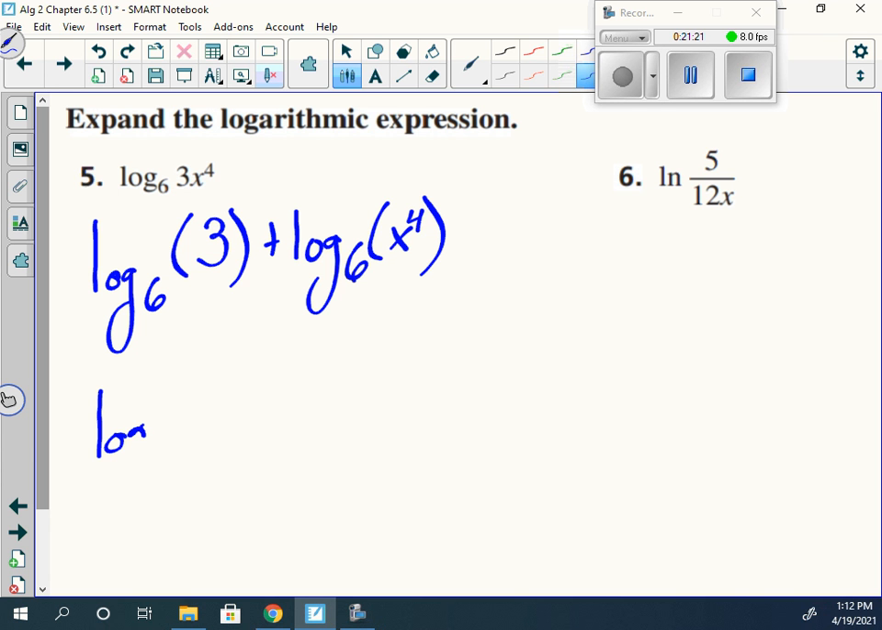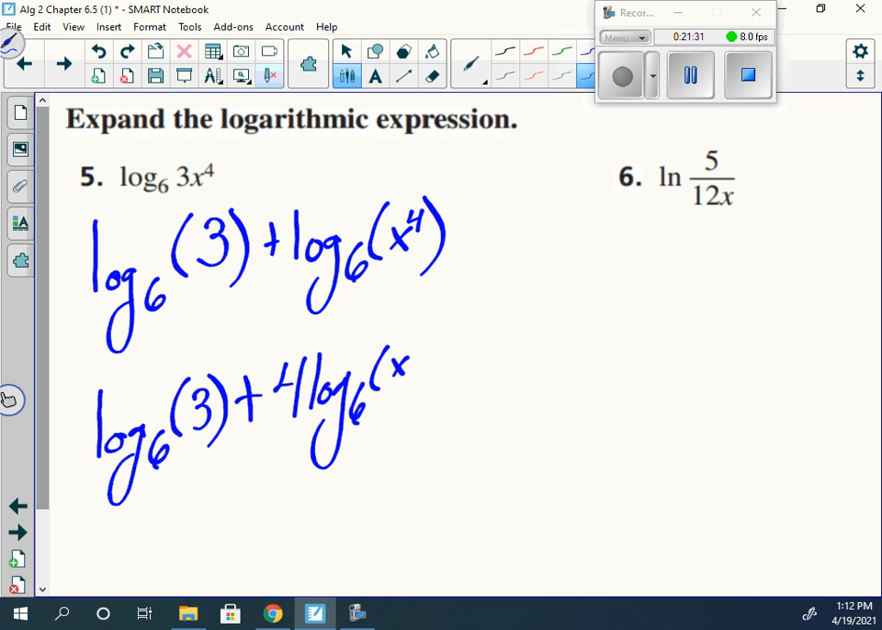And then we can move that exponent out front. So we can move the 4 out front, giving us log base 6 of 3 plus 4 times log base 6 of x. So are there any other questions on this here, on how we expand this out?